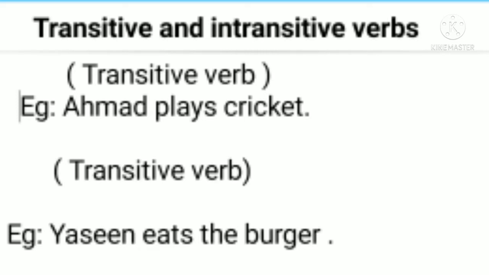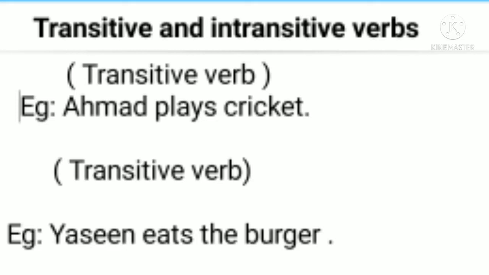So this is to be considered as a transitive verb, right? Because here we have an object, that object is cricket, which is used right after the verb. So Ahmad plays cricket, it is a transitive verb, because we have an object right after the verb, and that is cricket, right?